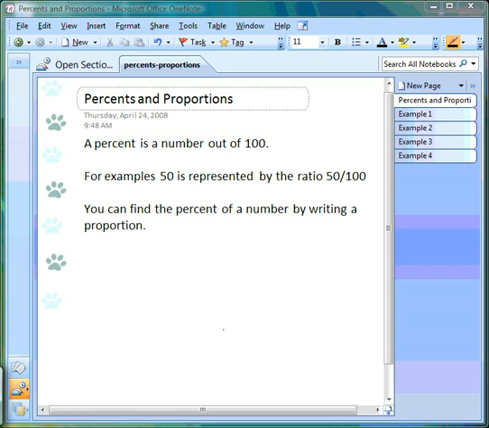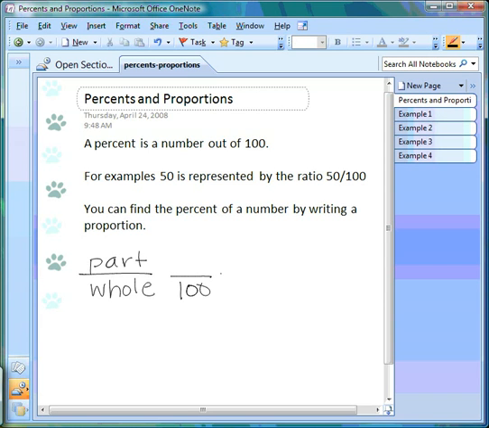When we write proportions using percentages, we're always going to put the part on the top and the whole on the bottom. So if you're talking about a percentage, the whole amount of a percentage is always going to be 100. So you're always going to have 100 on the bottom, and then whatever part of 100 you're talking about is what will go on top. So for example, if you had a 50% on a test, your ratio would be 50 out of 100.